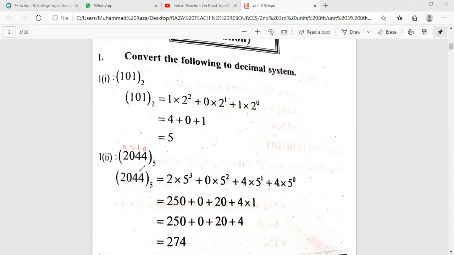So what will happen? First we start from this 2. This 2 we write here, then we write multiply base 5. This 5 is the base, and we multiply with this 5, and then this power 3 will come here, 5 power 3.